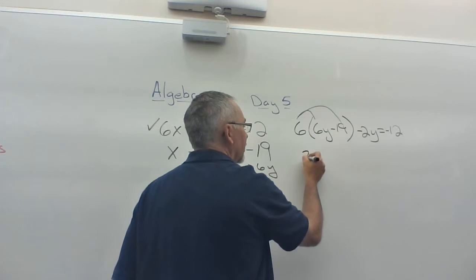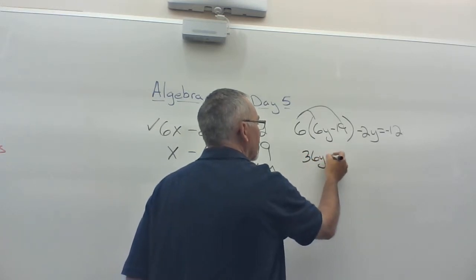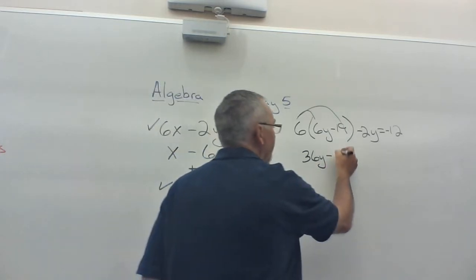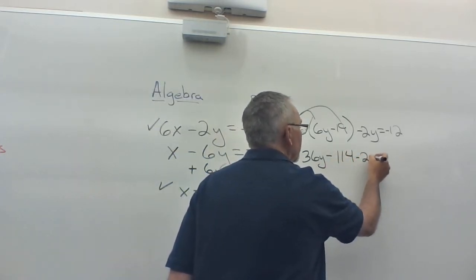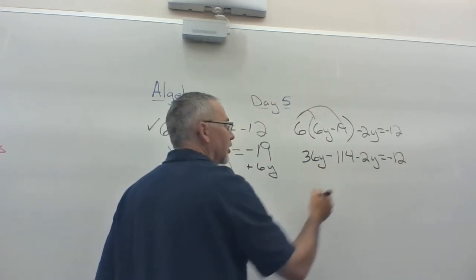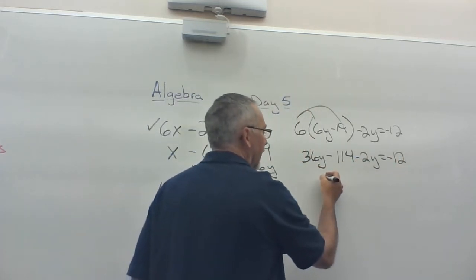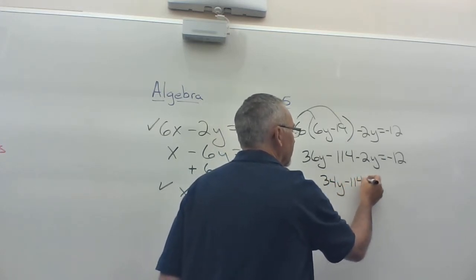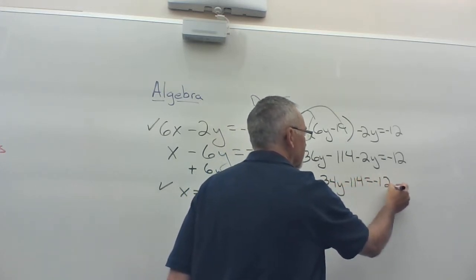6 times 6y gives me 36y. Minus 6 times 19, which gives me 114. Minus 2y equals negative 12. Can I combine those two terms? I end up with 34y minus 114 equals negative 12.